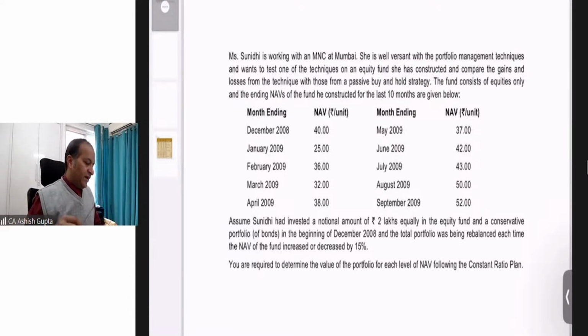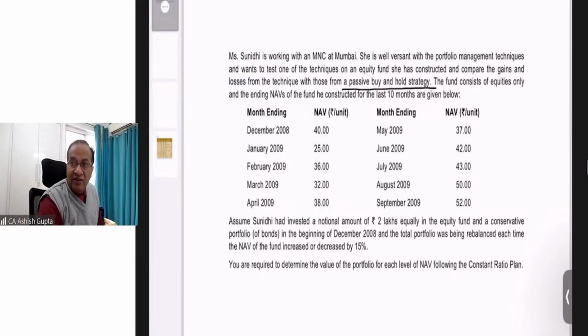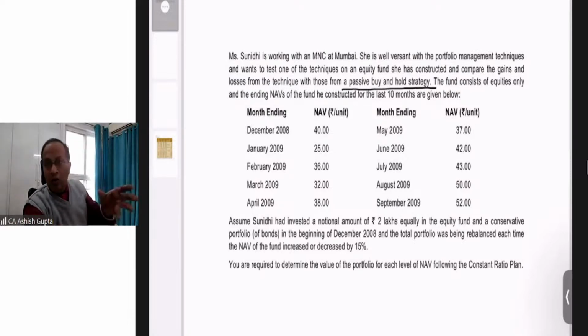The question says like this: Sunidhi is working with an MNC at Mumbai. She is well versed with portfolio management techniques and wants to test one of the techniques on an equity fund that she has constructed, and compare the gains and losses from the technique with those of a passive buy and hold strategy. Passive strategy means you just buy the share and hold it for a long time. This is called passive.